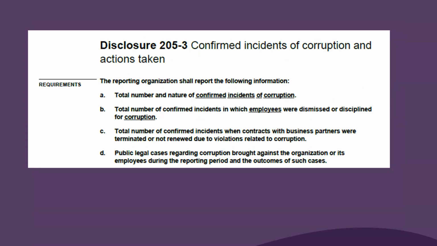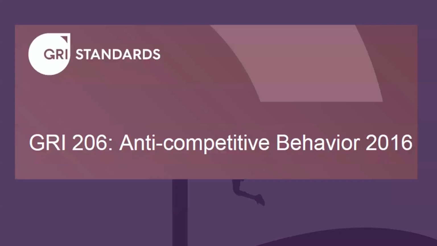Confirmed incidents of corruption and what are the actions taken. So this is important. Kung halimbawa nangyari na, sabihin natin na there are confirmed incidents of corruption, ano yung mga ginawa nating steps to make sure that we mitigate those practices. So total number of confirmed incidents in which employees were dismissed or disciplined for corruption. Again, this is based on the employee handbook. Is it just a penalty, suspension ba yan, or termination of employment?